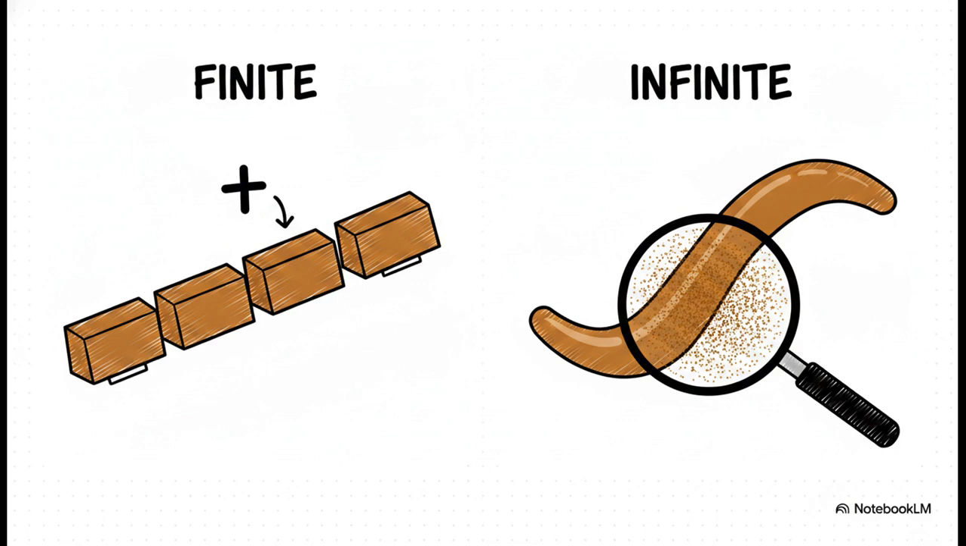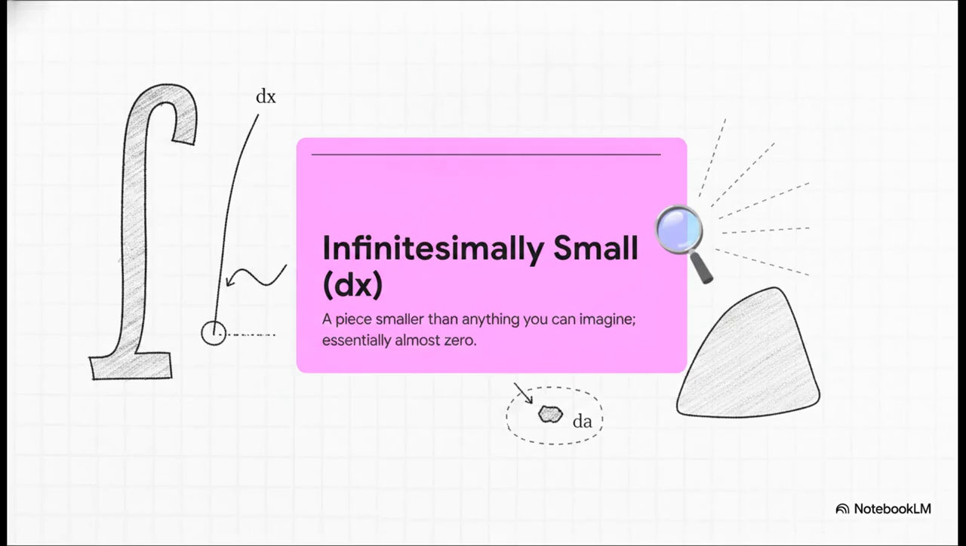Integration, on the other hand, is the mathematical tool we use when the pieces are infinite. It's exactly how we add together an infinite number of microscopically small pieces to find a total. And to do that, we use a specific notation. So when you see a dx or a dA, please don't panic. It literally just represents a single, infinitesimally small piece, a piece of length or area so incredibly small that it's smaller than anything you can possibly imagine. We're talking essentially almost zero. It is the absolute smallest fraction of a larger whole.